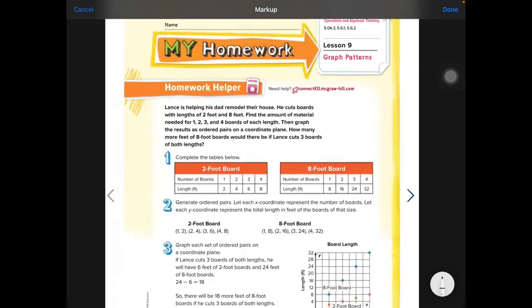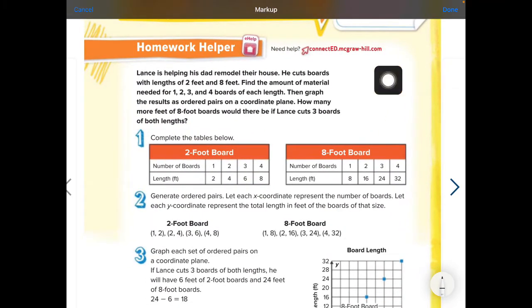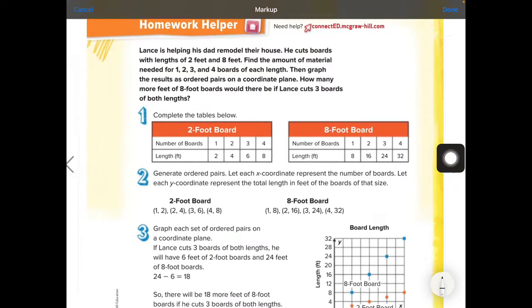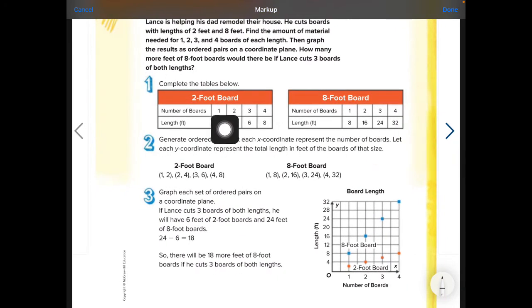Now, there isn't anything on this page here we need to fill out. We're just reviewing. We have a story right here of what's going on. We have some information that we can put on a table, 2-foot boards and 8-foot boards. And if they buy a certain amount, how many lengths they can cut them into, okay? So this information we can then translate into ordered pairs. These ones are on the X, these ones are on the Y coordinates. And right here, we have our coordinates, X and Y, X and Y.